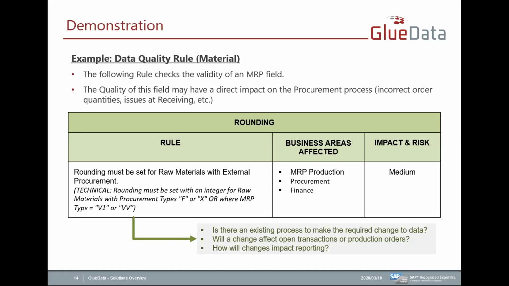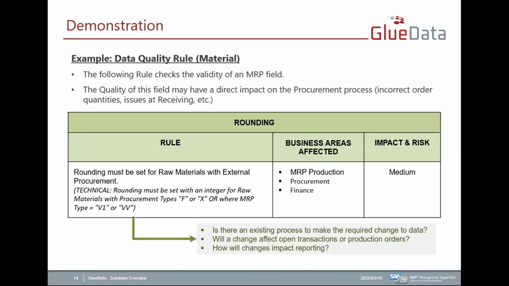And then we can consider the impact of changes, or of dealing with the data quality issue. You can't just go and update values. You can't just go to your MM02 transaction and start making changes. Sometimes these changes have a process behind them. There's stock impacts, there's financial impacts, there's process impacts as well. So is there an existing process for that specific change?